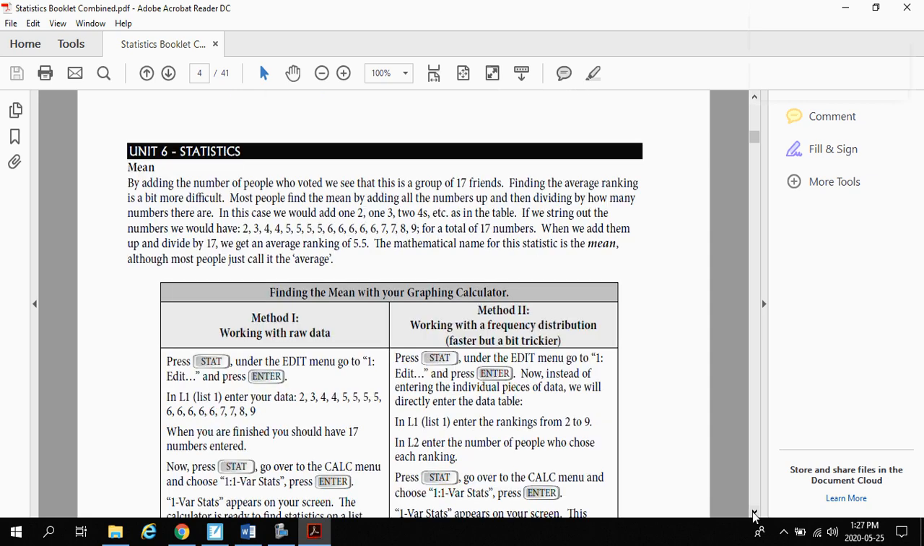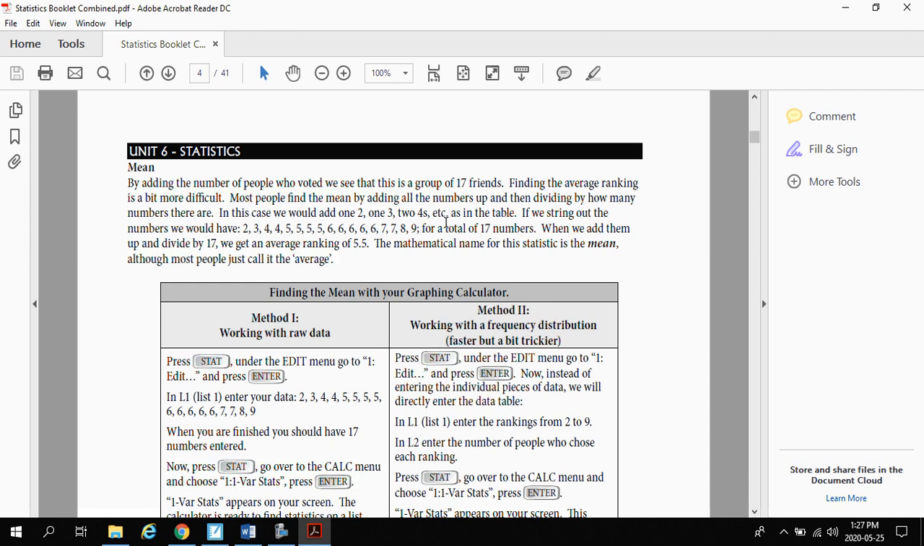So again, terms that we've already seen, but let's just review it real good. By adding the number of people who voted, we see that this is a group of 16 friends. Finding the average ranking is a bit more difficult. Most people find the mean by adding all the numbers up and then dividing by how many numbers there are. In this case, we would add 1, 2, 1, 3, 2 4s, and so on.